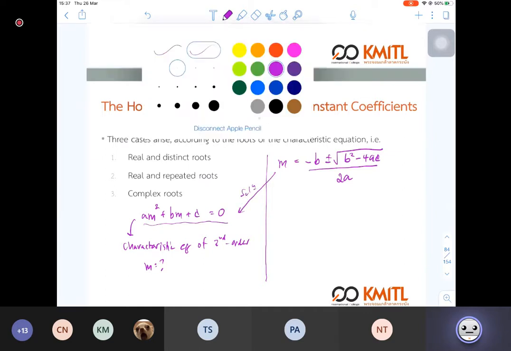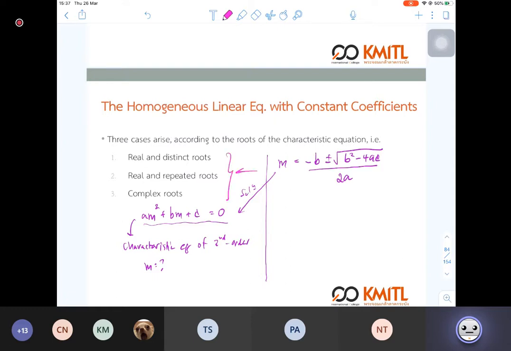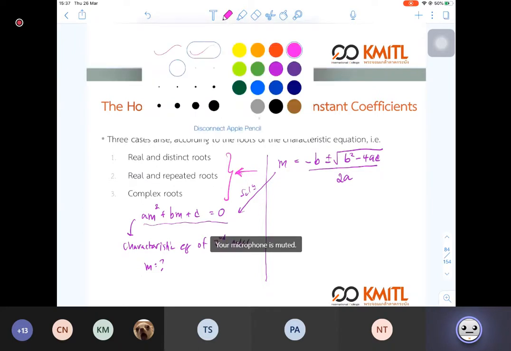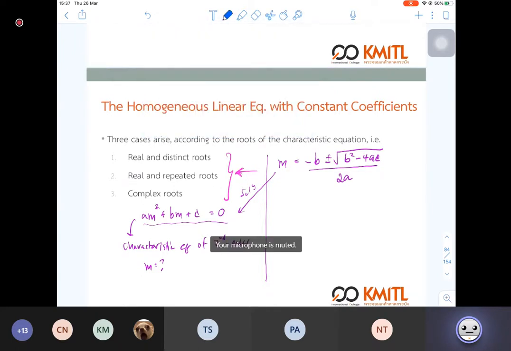But how come you get 3 cases? You have just one solution. How do you get those 3 cases? What is the first case? Real, distinct roots. What does it mean? How do you get this first case?